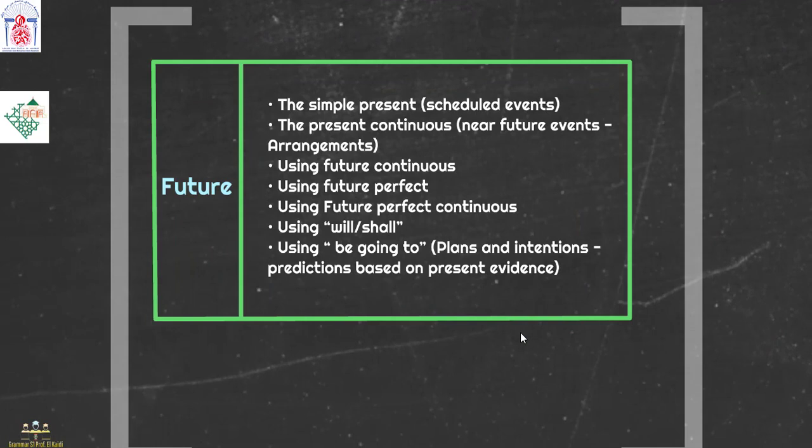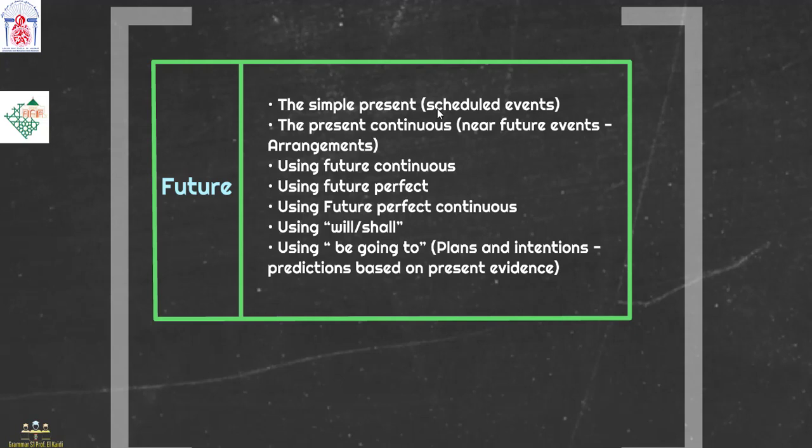Now, for future actions, we have different tenses and structures to use, okay? So we can use the simple present. Yes, we can use the simple present to talk about an action to take place in the future, for example, if you have scheduled events to happen in the future. Scheduled events are things that we have already planned and scheduled according to a very clear-cut timetable. Those are called scheduled events, and in this case, we use the present simple to talk about them.